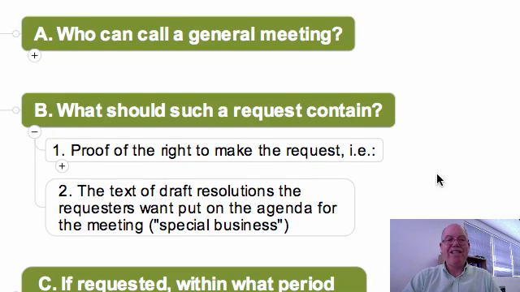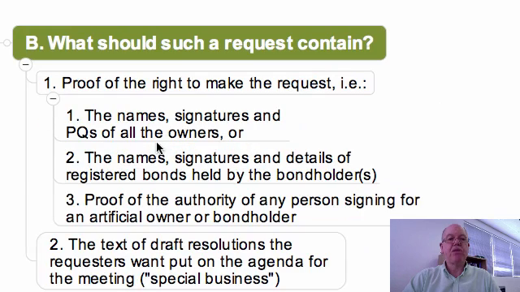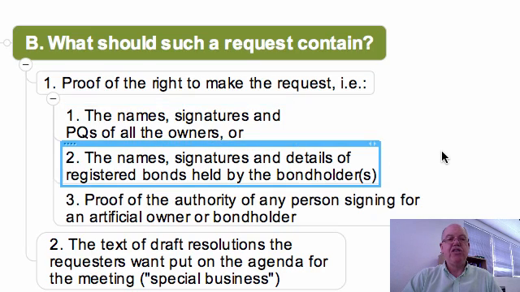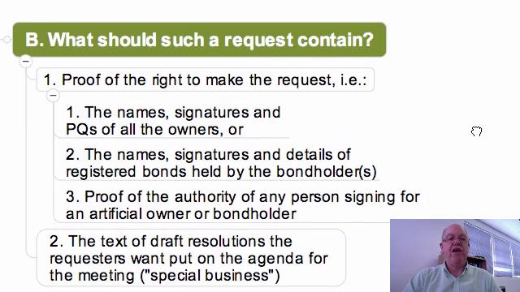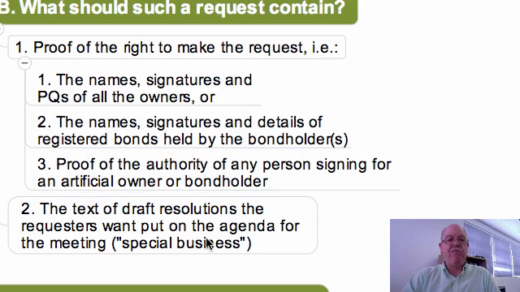What should a request to the trustees by owners or bondholders contain? Well, it should contain the names and signatures and the PQs of all the owners, or the signatures, names and details of registered bonds held by the bondholders. It should also contain proof of the authority of any person who's signing for somebody else, for an artificial owner, for a trust, or for a bondholder, the authorized representative of a bondholder.